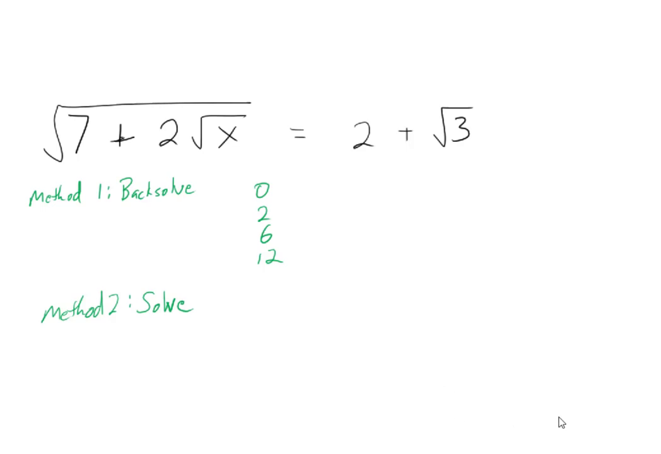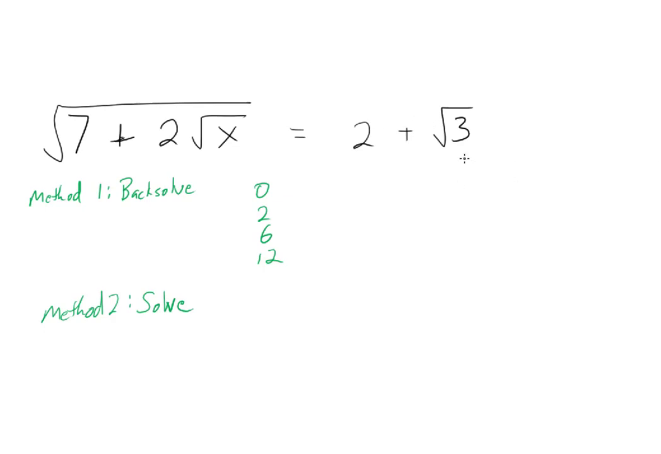Okay, square root of 7 plus 2 root x equals 2 plus root 3. Well, one approach we often use on radical equations, which is this, is to back solve, to plug in the answer choices. Unfortunately, we're going to get numbers here that aren't working out to nice integers. But we can still do it.